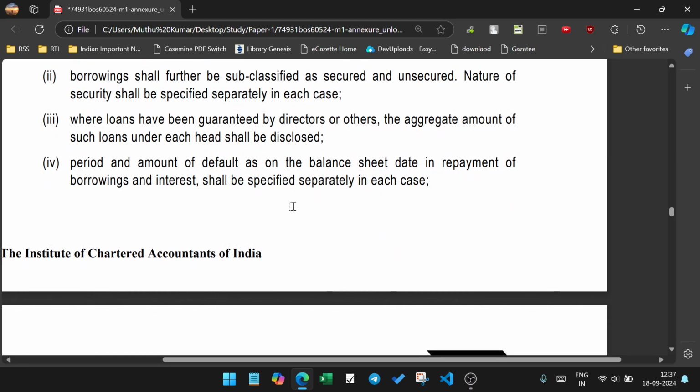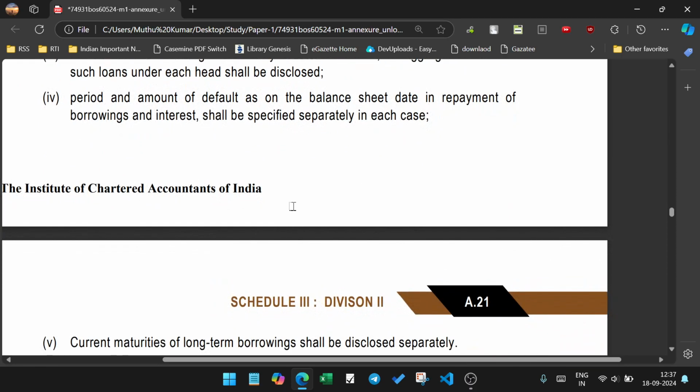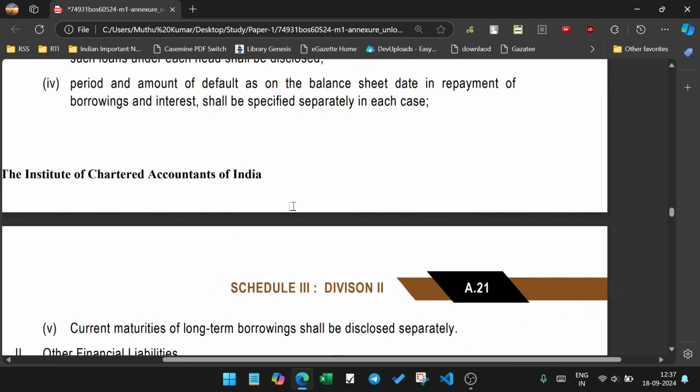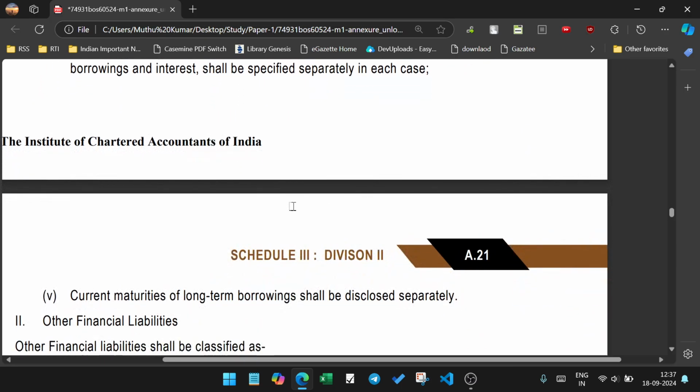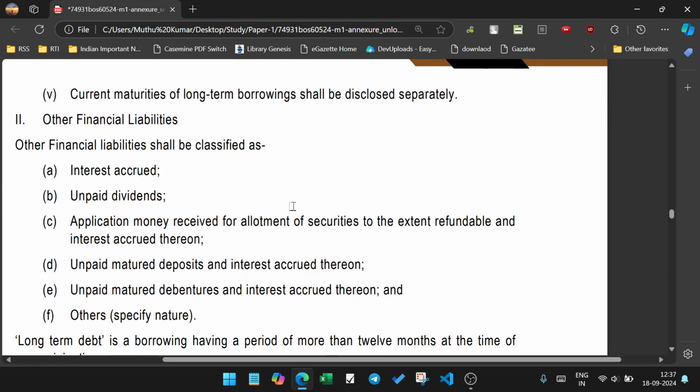Where loans have been guaranteed by directors and others, the aggregate amount of such loans under each head shall be disclosed. The period and amount of default as at the balance sheet date in repayment of borrowings and interest shall be specified separately in each case. Current maturities of long-term borrowings shall be disclosed separately.